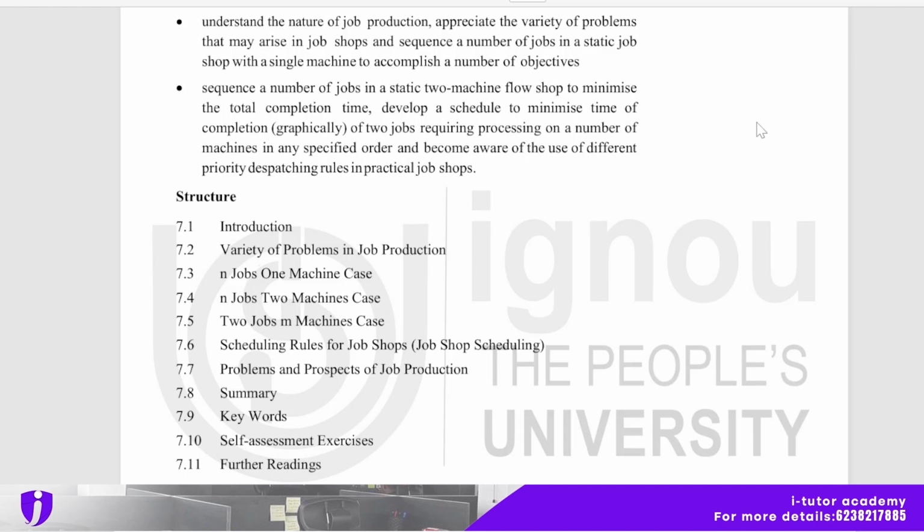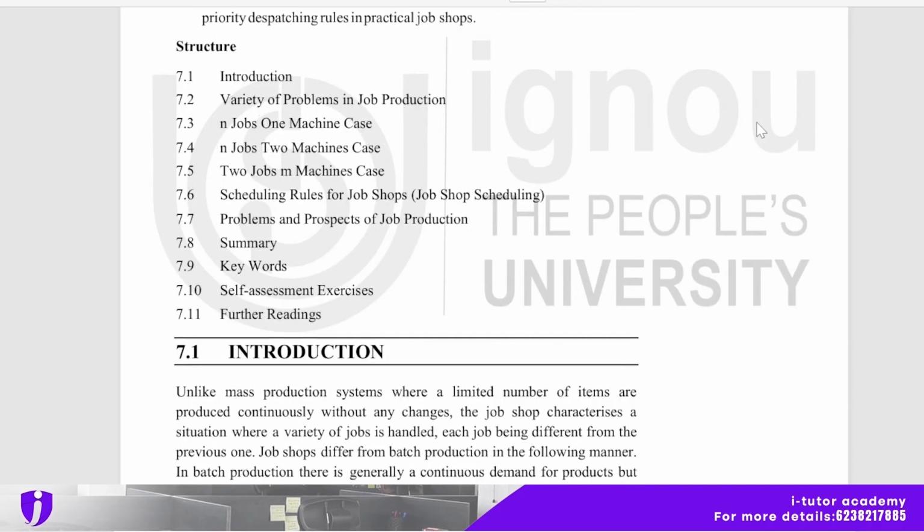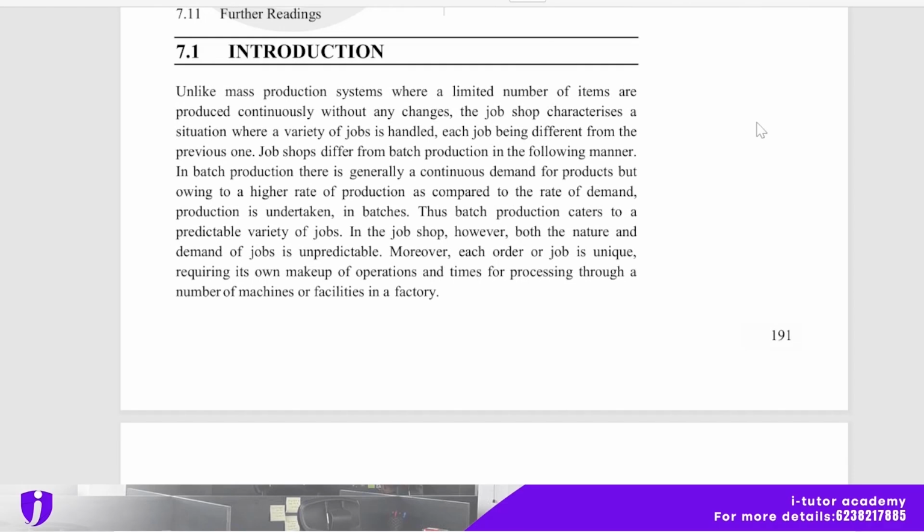shop. Okay, so the structure of this unit: there is an introduction part, variety of problems in job production, n job 1 machine case, n job 2 machine case. Today we will cover till n job 2 machine case, and 2 jobs m machine case, and scheduling rules for job shop, that is job shop scheduling, problems and prospects of job production, summary, keyword section, and self-assessment questions also there. So let's begin with the introduction part.